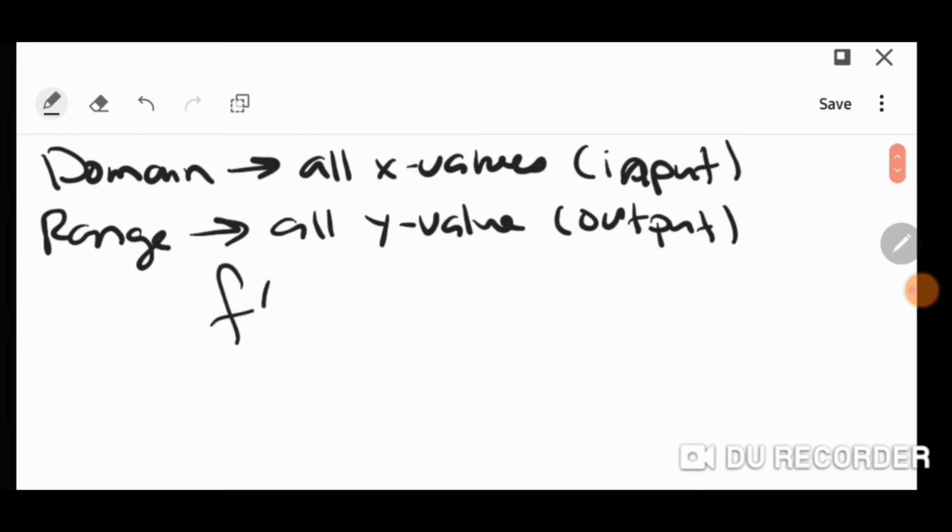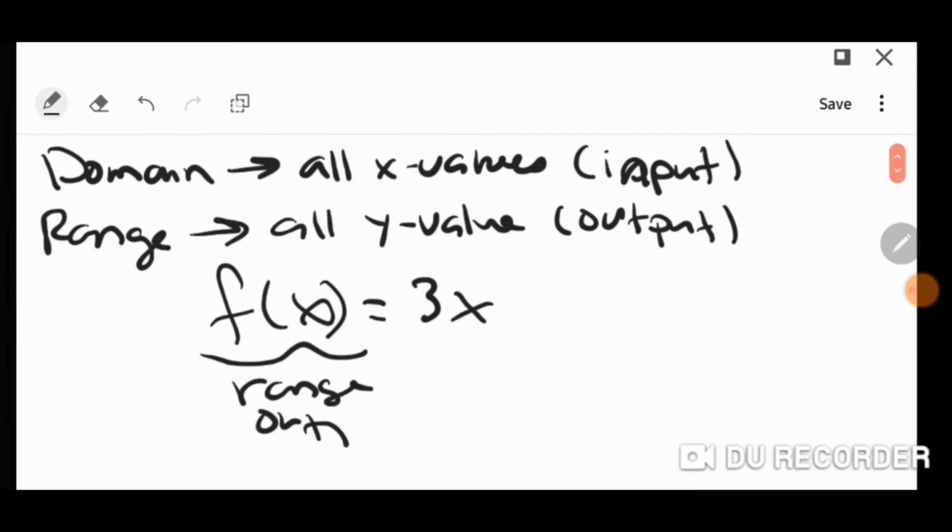So if you have f of x is equal to 3x, whatever this is, that's going to be your range or your output. And then this x right here will be your input. So whatever your x value is, you plug it in here and you will get an output.